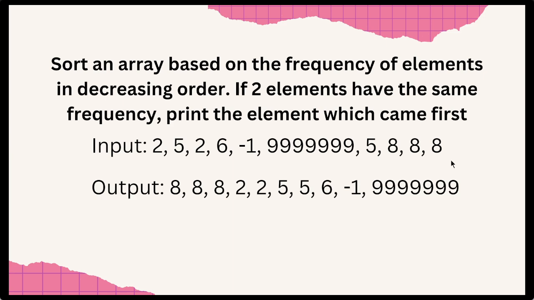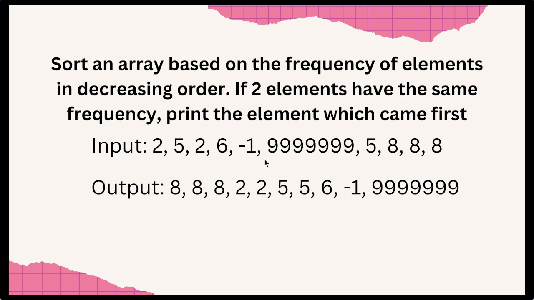Following that, we have 2, which occurs twice, and 5, which occurs twice. Both of these occur twice. So which one would you print first, 2 or 5? They've given that if two elements have the same frequency, then we have to print the element which came first. Between 2 and 5, 2 has occurred first. So you print 2 first, followed by 5. I hope that was understandable.